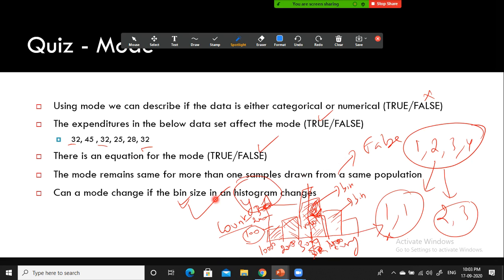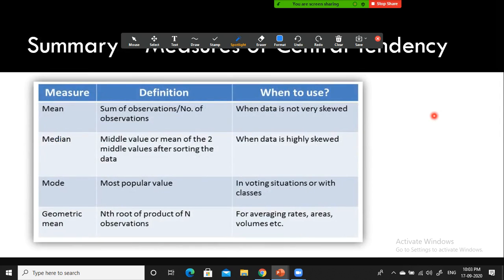This is false, this is true, this is false, this is true, this is false. And to summarize, for whatever we discussed, you can use mean. It is nothing but an average if the data is not heavily skewed. What do you mean by heavily skewed? If you have an outlier in a data set, we call that heavily skewed. In that case, please do not use mean.